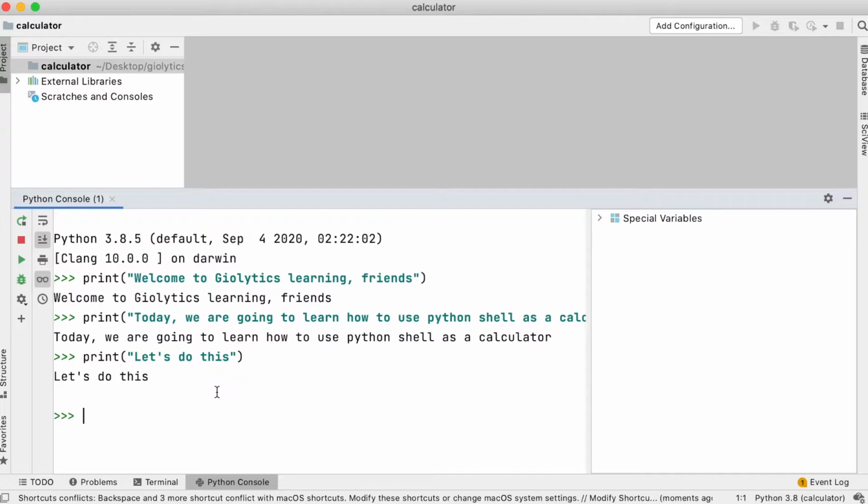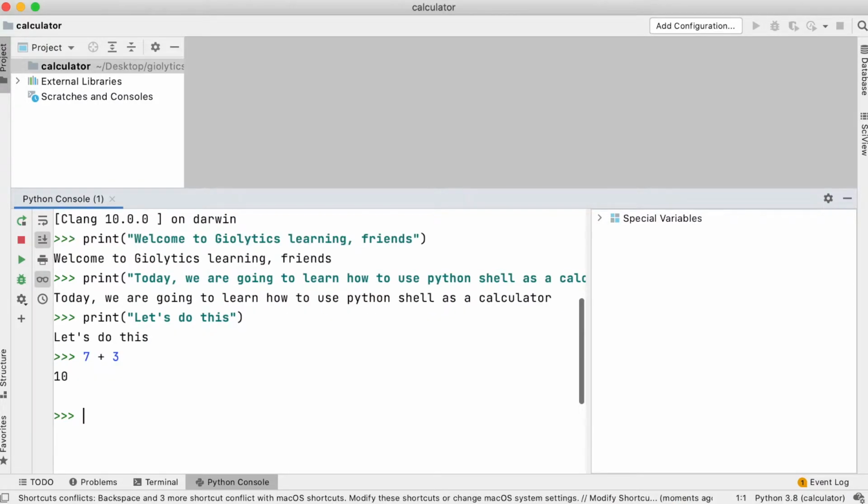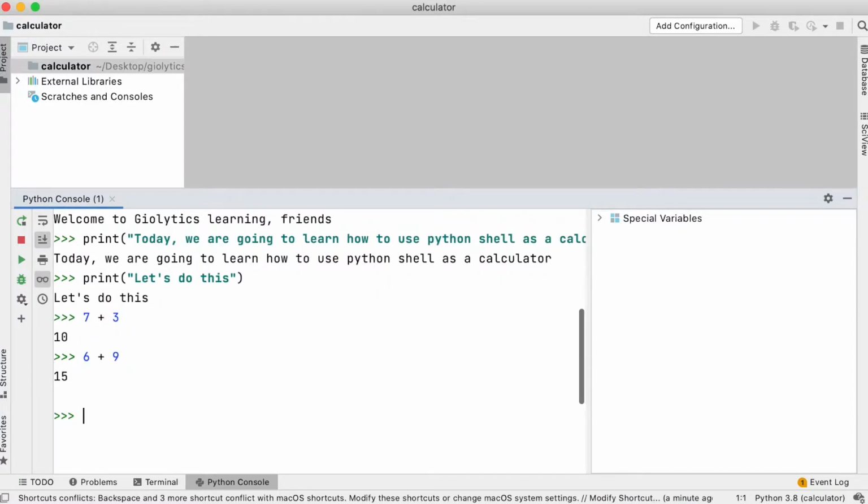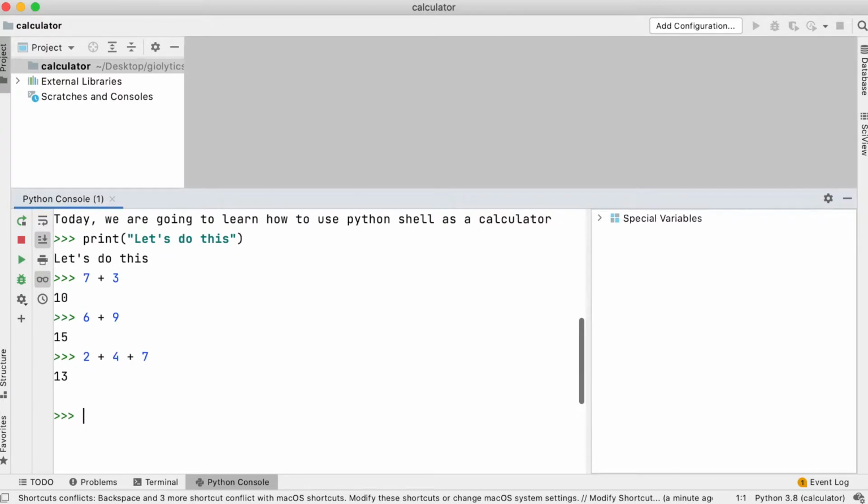Let's start with the basic example where the expressions only have one operator. To use Python console as a calculator, simply enter the expression you want to calculate, in this case 7 plus 3, and press enter to see the answer. Now, let's experiment with other expressions. 6 plus 9, that equals 15. Let's try 2 plus 4 plus 7. Here, since the operators have the same precedence, Python will evaluate the expression from left to right. 2 plus 4 will be calculated first, and then the result will be added to 7.